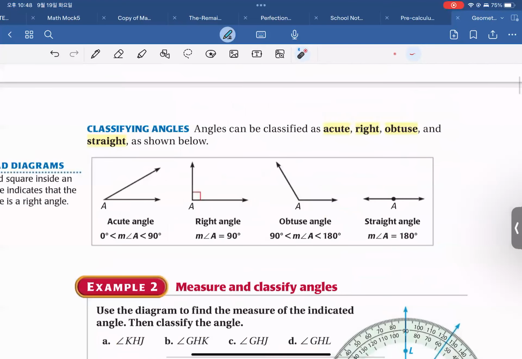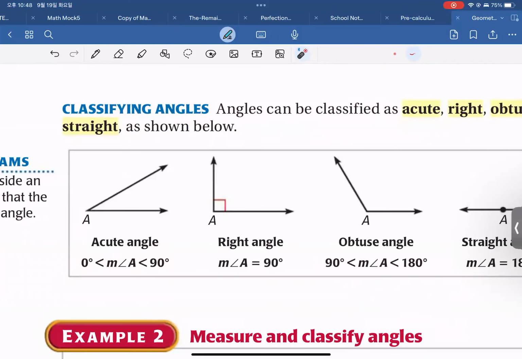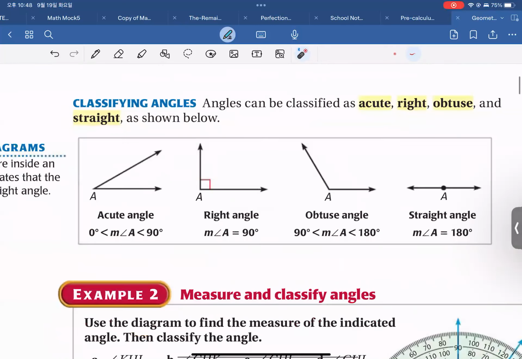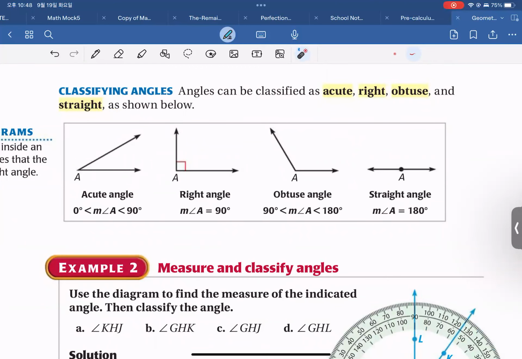So this is for classifying angles: acute, right, obtuse, and straight. An acute angle is less than 90 degrees but greater than 0. Negative angles you'll learn about later. Acute angles are anything between 0 and 90, not including 90, because 90 is a right angle, as you can see here. Obtuse angles are between 90 and 180 degrees, as seen here. Maybe this could be 120 degrees, for example. A straight angle is basically a straight line. 180 degrees is what represents a straight angle.